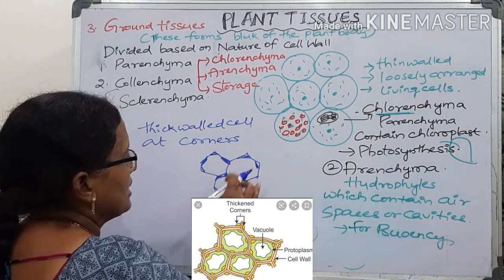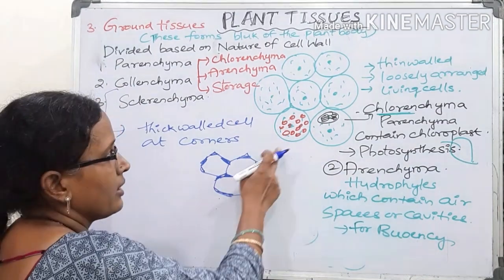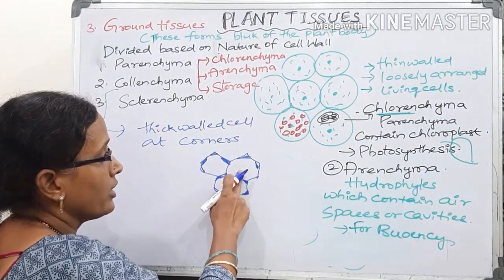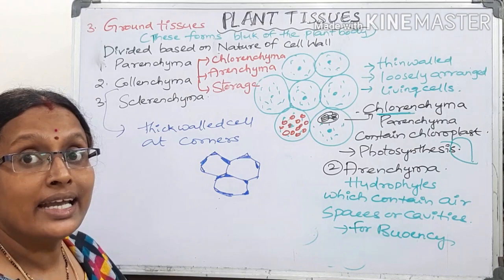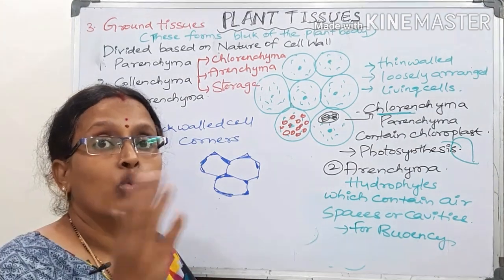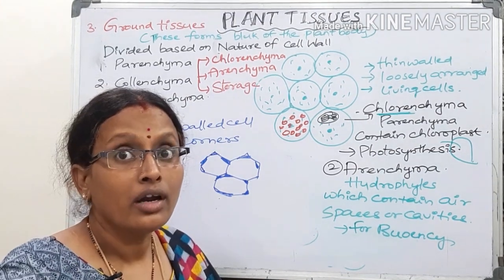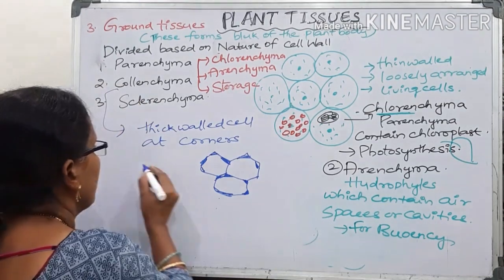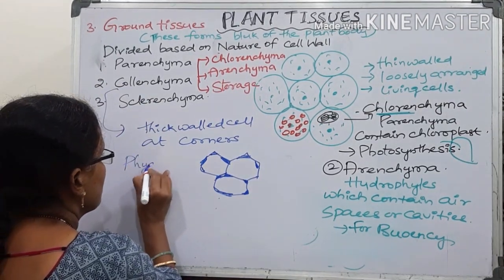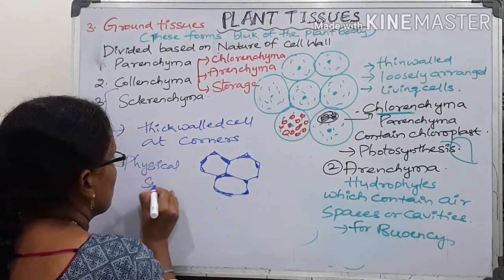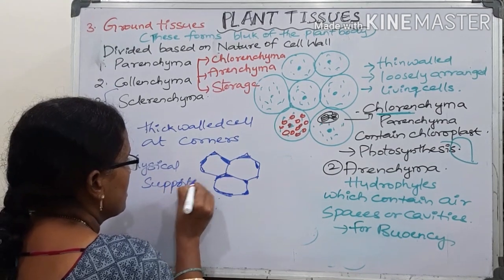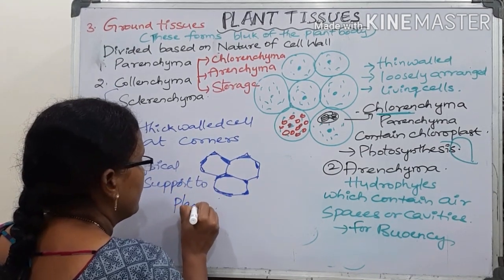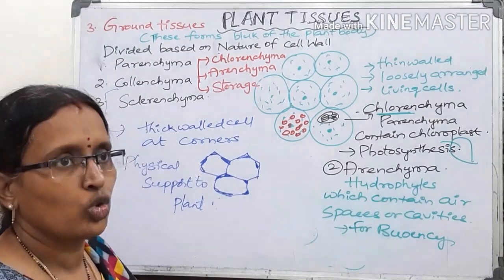So we can easily observe the difference. Parenchyma has thin walled cells, whereas collenchyma has thick walled cells. They are for more mechanical support or physical support. They give more physical support to the plant.